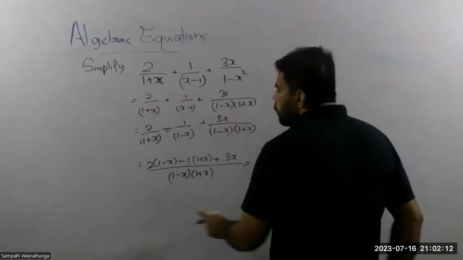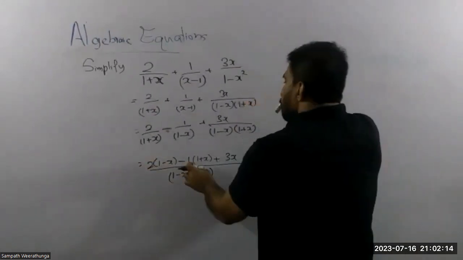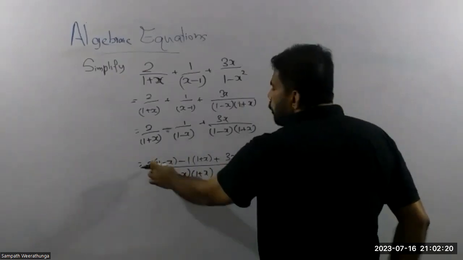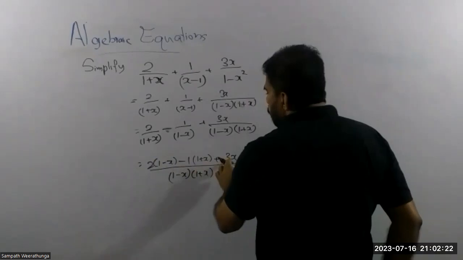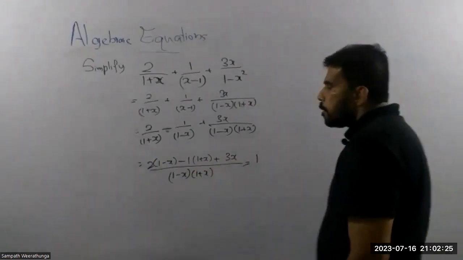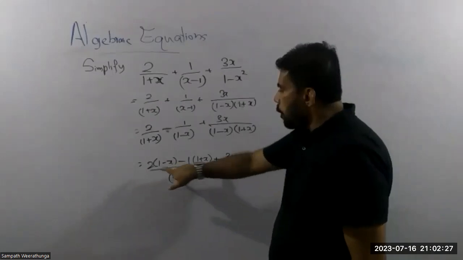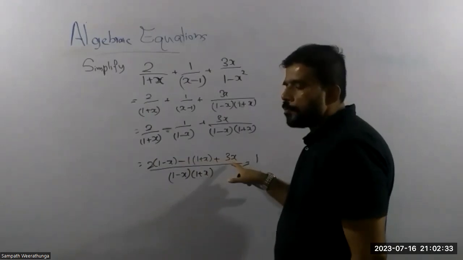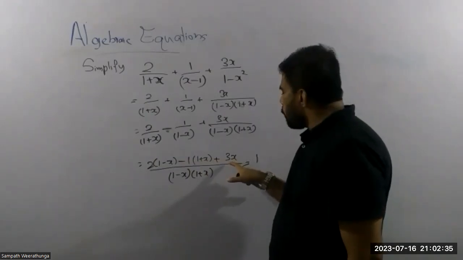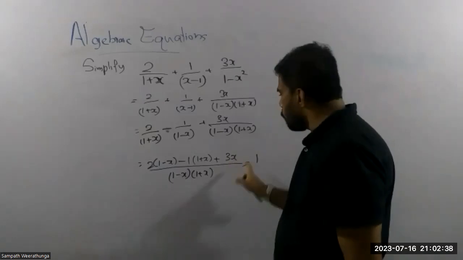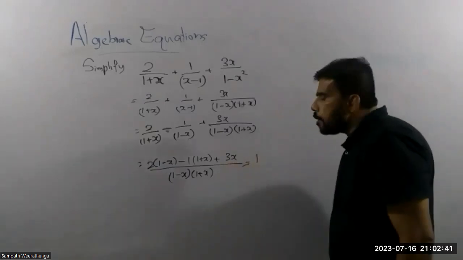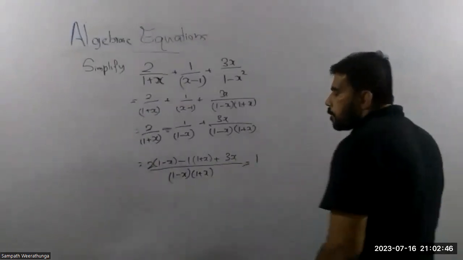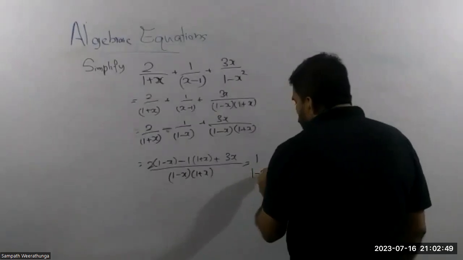Then I'll simplify: 2 minus 1, that is 1, then minus 2, minus 1, minus 3, plus 3, is 0. So only 1 remains. And here I can express the denominator either as (1 plus x)(1 minus x), or 1 minus x squared.